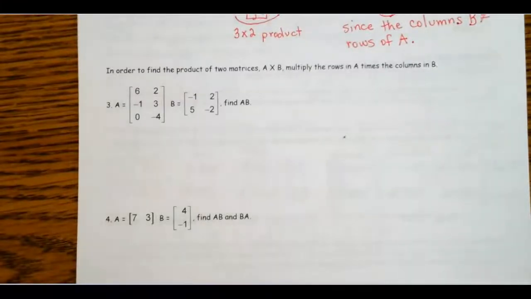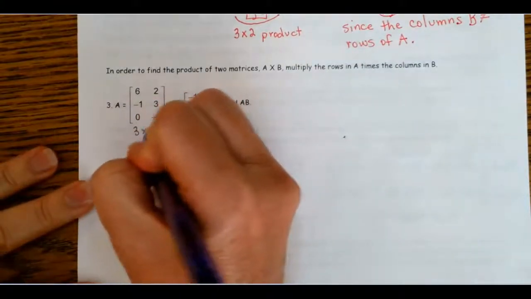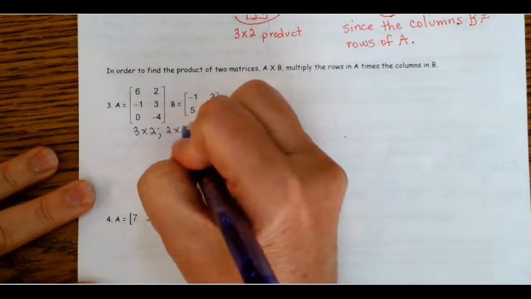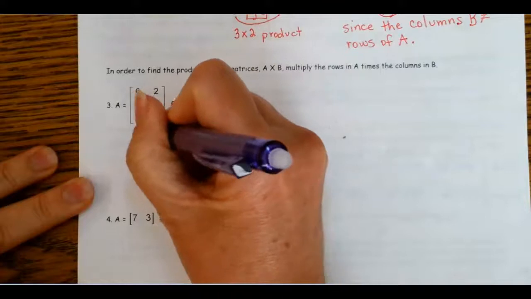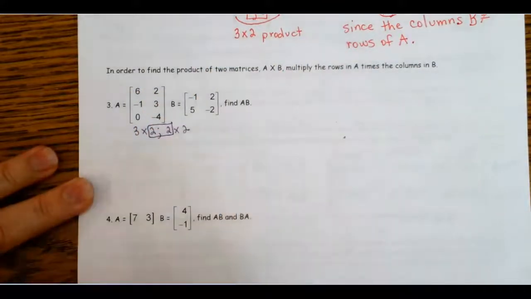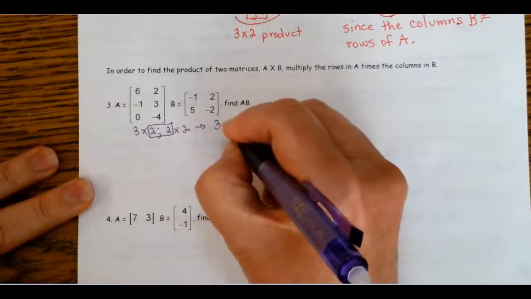All right. So we begin with dimension analysis. We've got a 3 by 2 matrix, and we're going to multiply it times a 2 by 2. Can we perform this operation? Yes, we can multiply A times B, right? They ask us to do A times B. And the result is going to be a 3 by 2.